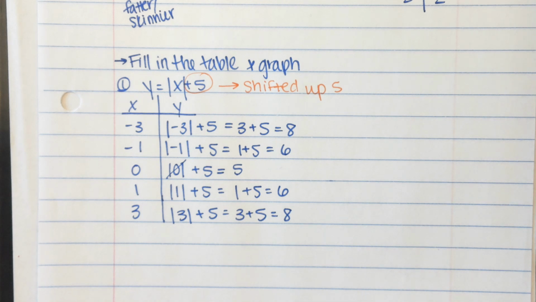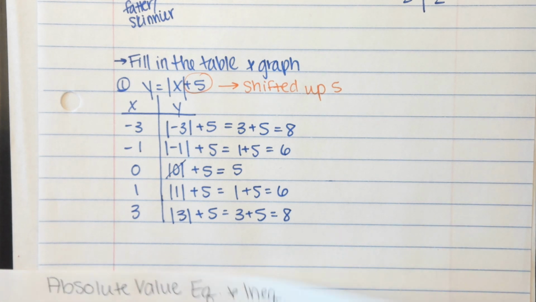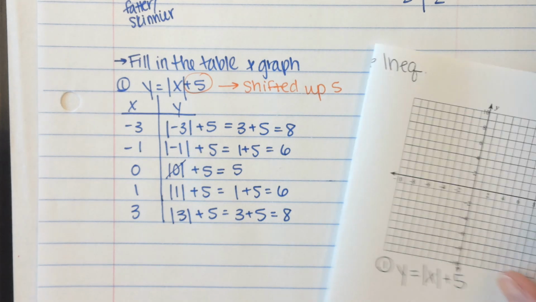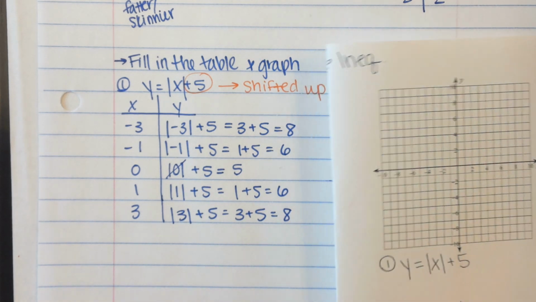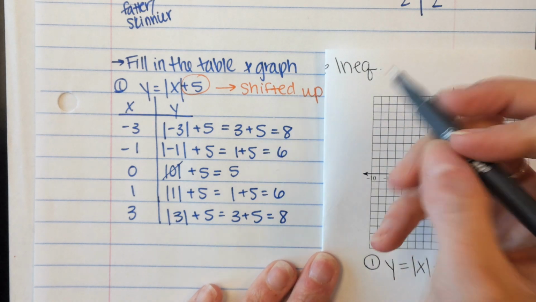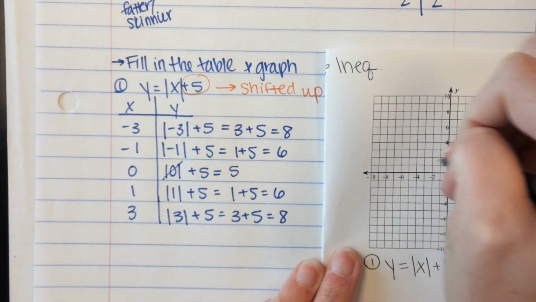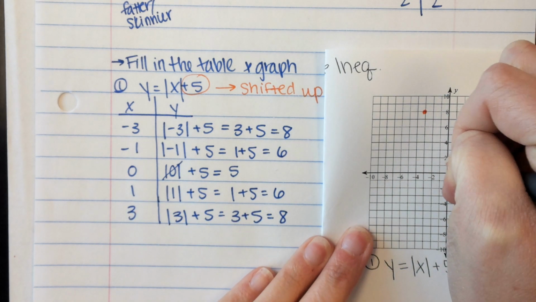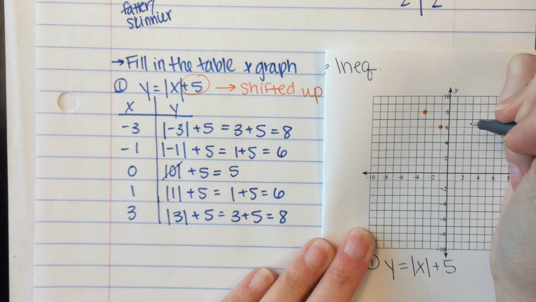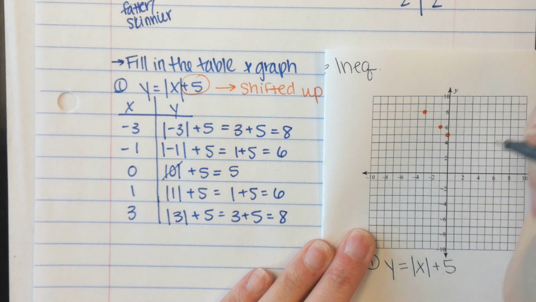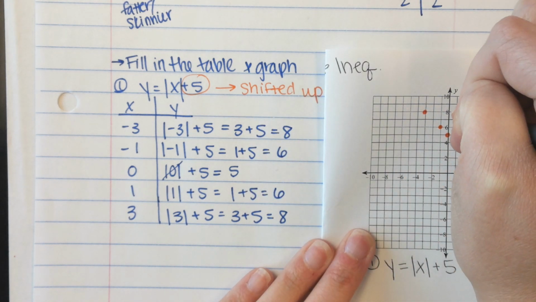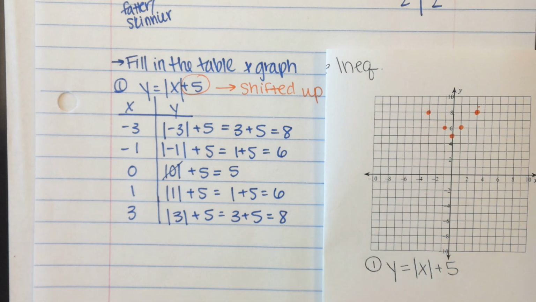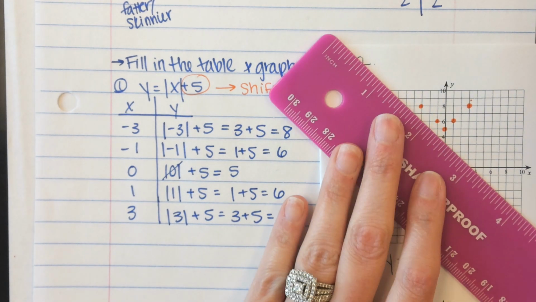Okay, let me try to get this in the same shot so you can see those things side by side. All right, so if I'm looking, I've got -3, 8, so -3 up at 8, -1, 6, 0, 5, 1, 6, and 3, 8. All right, we can connect those to make our V shape.